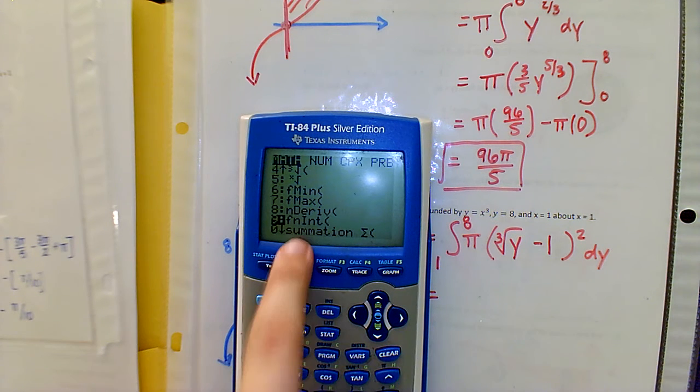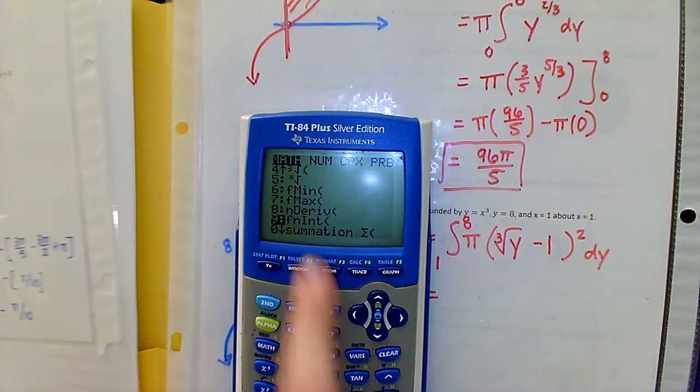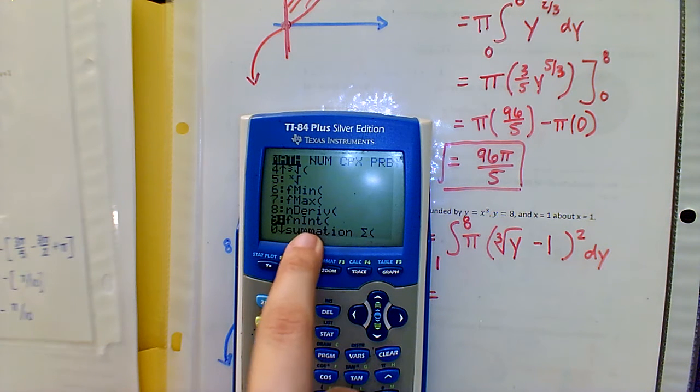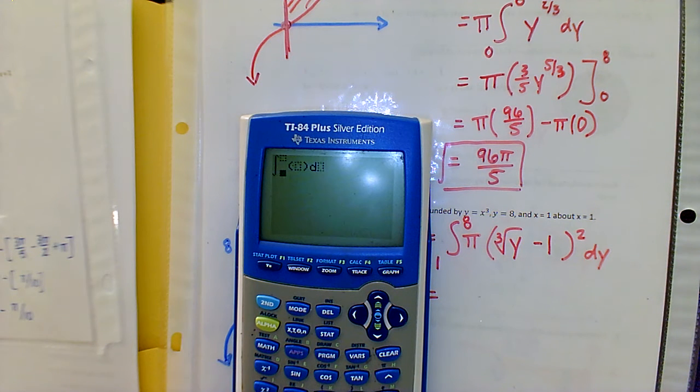Say it again. It is the 9th. It should be the 9th on all of them. It should be the integral option. And what's nice about this kind of operating system is it pops up with the exact format that you need to type everything in. So we'll do 1/8 pi.